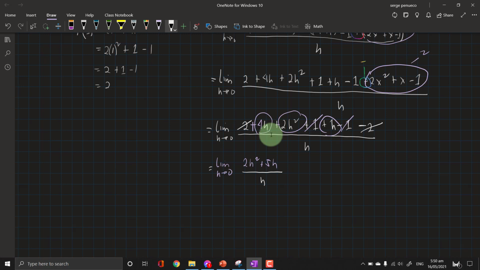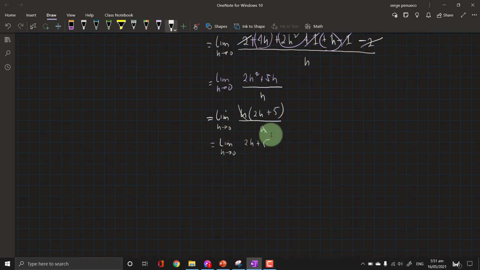As h approaches 0. So, that will be, or factor natin yung numerator. Kasi pag hindi natin natanggal yung denominator na h, magiging undefined yung function. So, the limit of h times 2h plus 5 all over h as h approaches 0. Now, we can cancel h. So, our limit now is 2h plus 5 as h approaches 0. Now, we can find the limit. So, the limit then is, ito maging 0 na to. Our limit is 5.